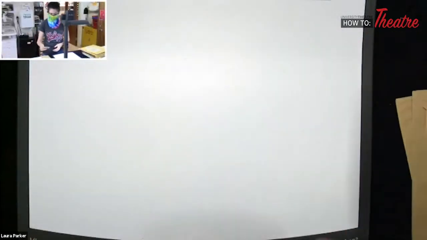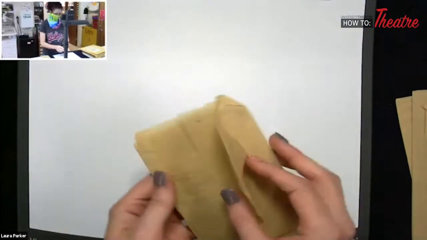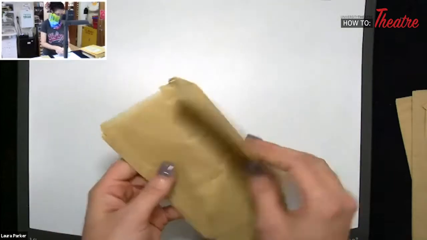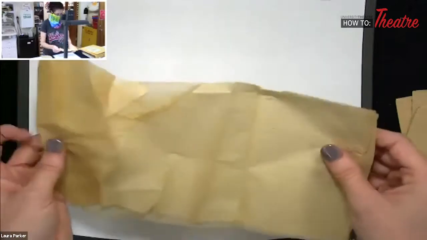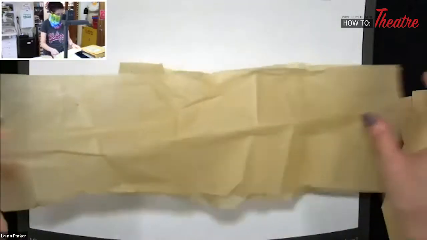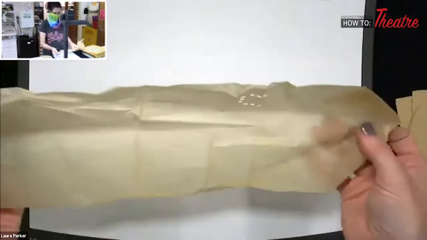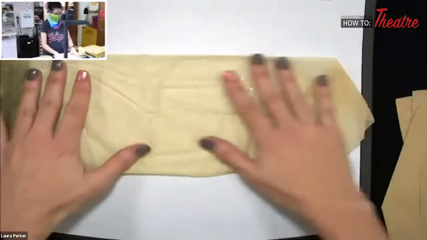Kind of the other really interesting thing about period pattern pieces, and this one doesn't even look like it has been used, which is super exciting, is that they are not printed and they are pre-cut.